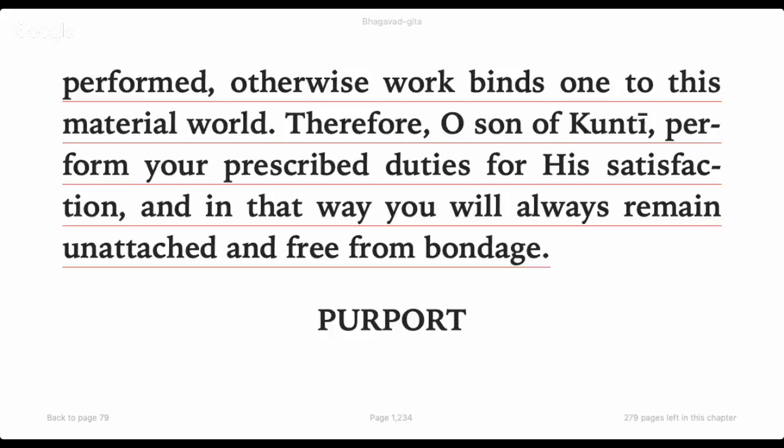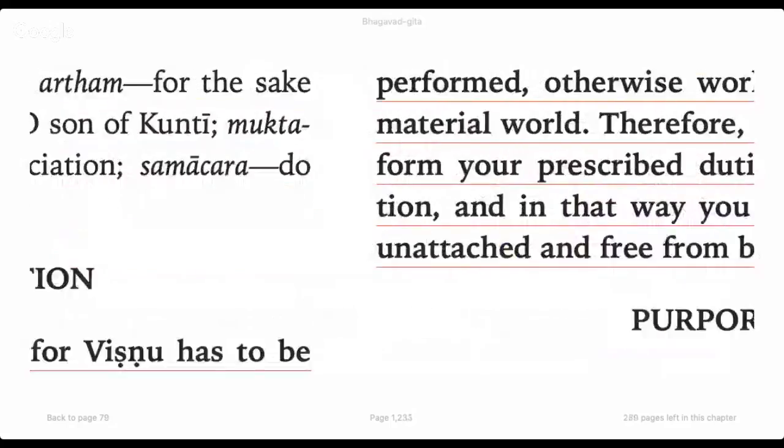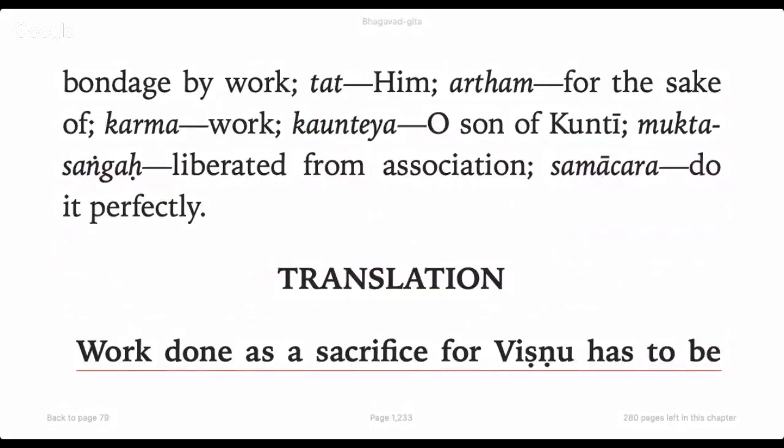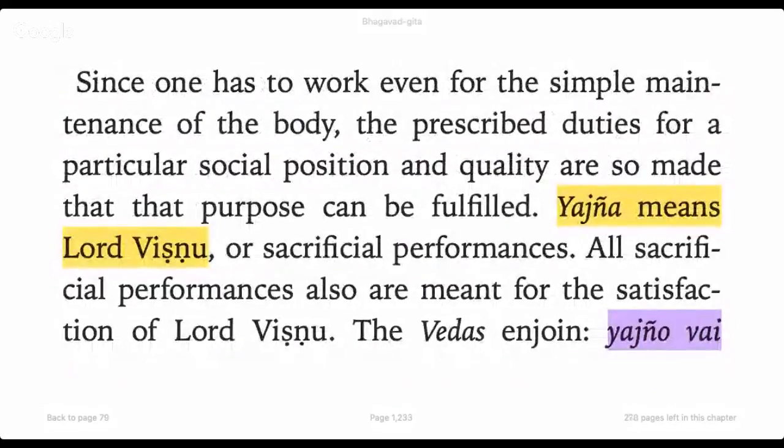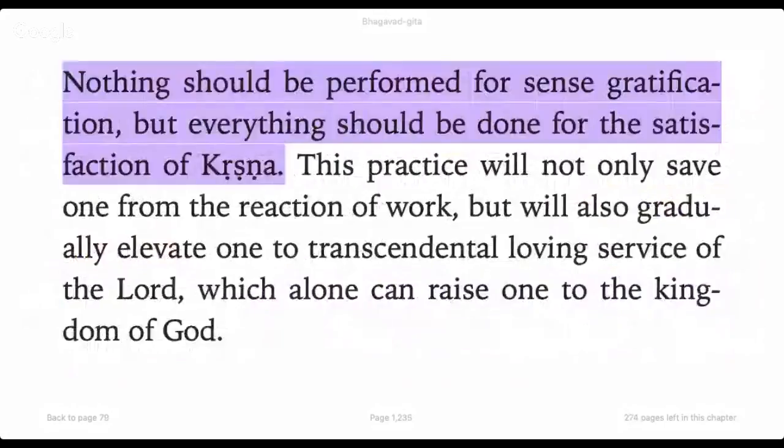Perform a prescribed duty for his satisfaction. In this way you will attain an attachment free from bondage. See, here Krishna is speaking indirectly. Work should be done for the satisfaction of Vishnu. In one place he will say, "Come to me, me, me," and he comes. But here he's saying, worship Vishnu. But there is no difference between Krishna and Vishnu. It's the same person.